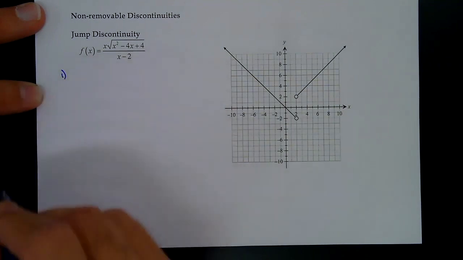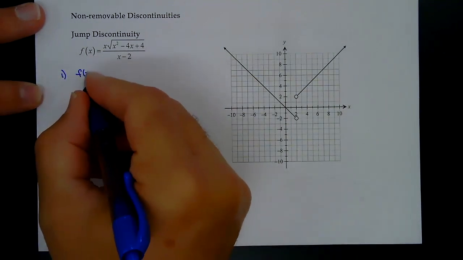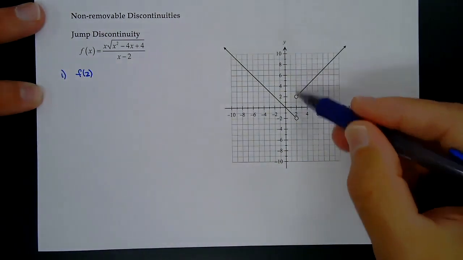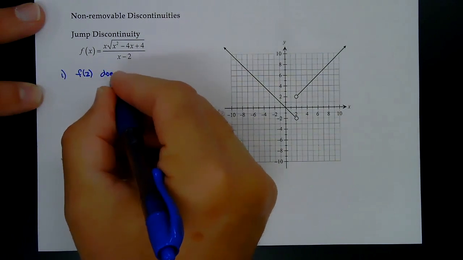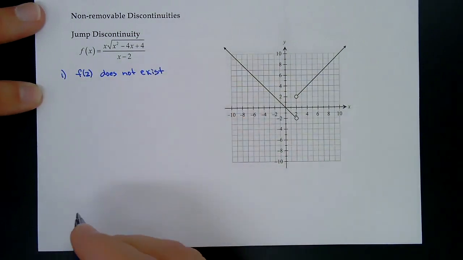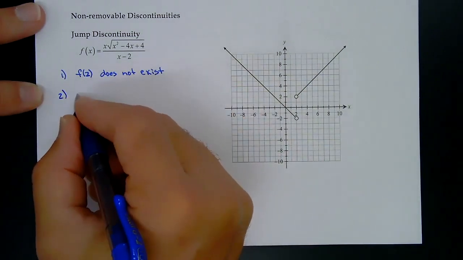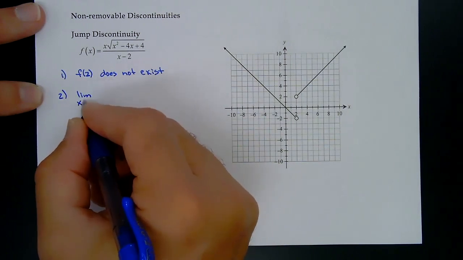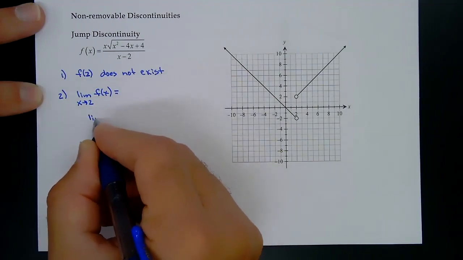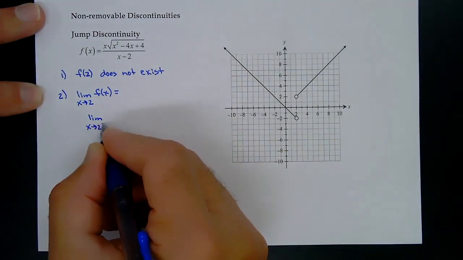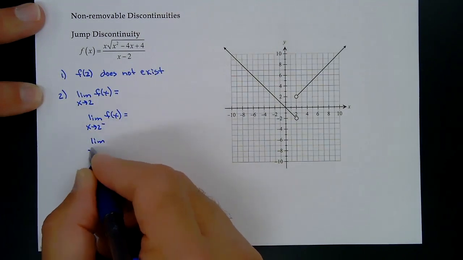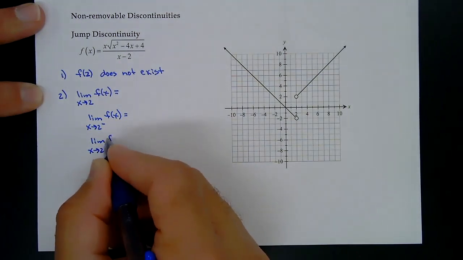So we have to go through, okay, so what is f of 2? So f of 2, and this is an open dot, there's nothing, right? There's no value here. So f of 2 does not exist. Okay, so the next thing we need to do, what's the limit as x approaches 2 for our function f of x? So we have to do the one-sided limits. The limit as x approaches 2 from the left of f of x, and the limit as x approaches 2 from the right of f of x.